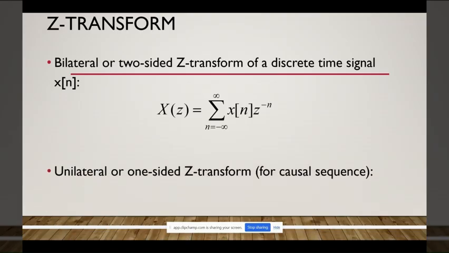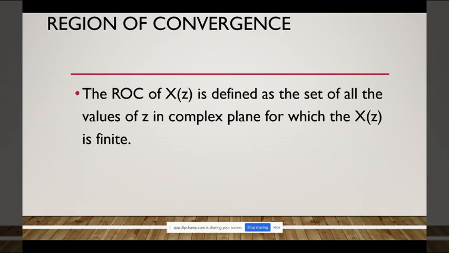It can also handle the unilateral or one-sided Z transform, where the n limit varies from 0 to infinity. X of z is equal to summation n 0 to infinity x of n z power minus n. Another important parameter that should be known while discussing Z transform is ROC, which is nothing but region of convergence.